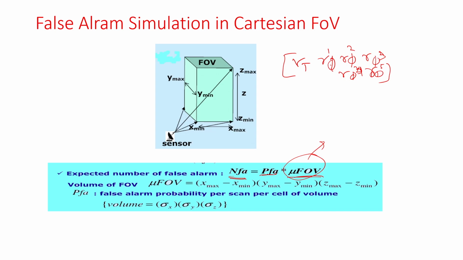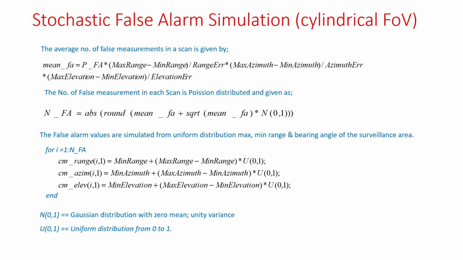PFA, as I said, is the false alarm probability per cell of volume per scan. This gives the approximate number of false alarms that can be present, and the sensor manufacturer or designer can give you this information. With this you get the average number of false measurements in each scan. Remember that this number will vary every scan. In scan 1 there could be 5, in scan 2 there could be 10, in scan 3 again 2. It is an entirely random number. I model the false alarm count as a Poisson distribution.